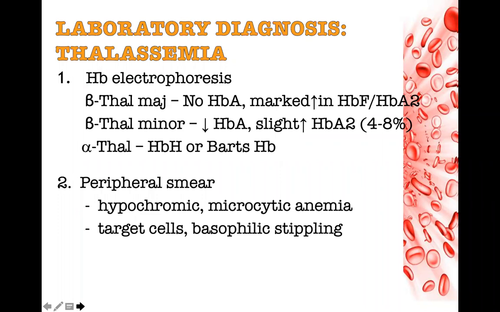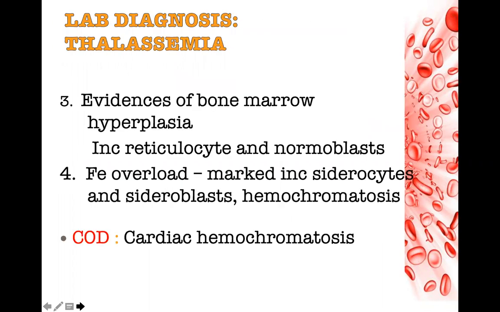On peripheral smear, again, it appears to be hypochromic microcytic anemia. You may also see target cells and basophilic stippling. You may also see evidence of bone marrow hyperplasia in the red cells as well as your peripheral smears. You see a lot of reticulocytes and normoblasts. You would also have iron overload. There would be a marked increase in siderocytes and sideroblasts, eventually ending up in iron overload and hemochromatosis. Most of the time, they would die from overloading of iron into the heart.